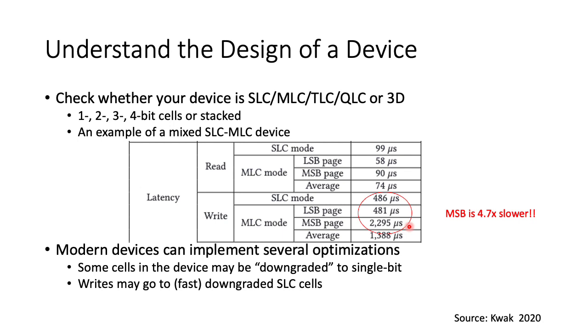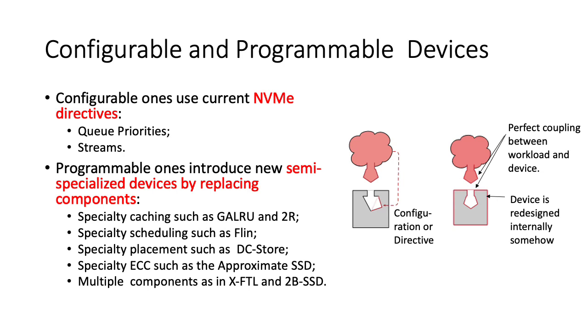Modern devices can implement several optimizations about mixing those cells. Some devices can actually use SLC cells to cache writes. So you should check what your device is doing before making this selection. Choosing a device specifically for a workload is possible, but it is a little bit radical. So we want to add a little bit of flexibility to this pairing.